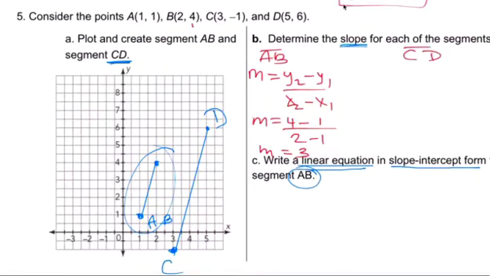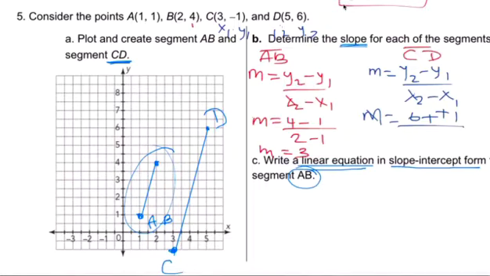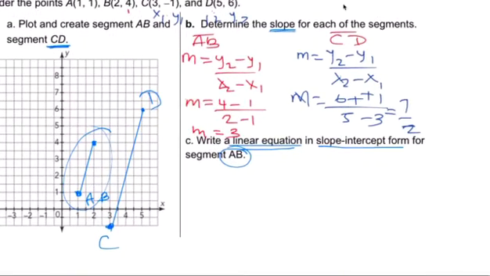CD, okay, same slope formula. Y sub 2 minus y sub 1 over x sub 2 minus x sub 1. Okay, you got the slope of that line. This is x sub 1, y sub 1, x sub 2, y sub 2. 6 minus a negative 1 plus, 5 minus a 3. 7 over 2 is your slope of that line.